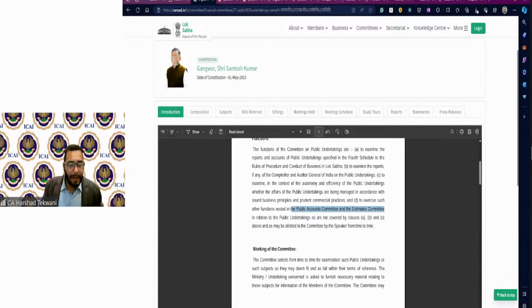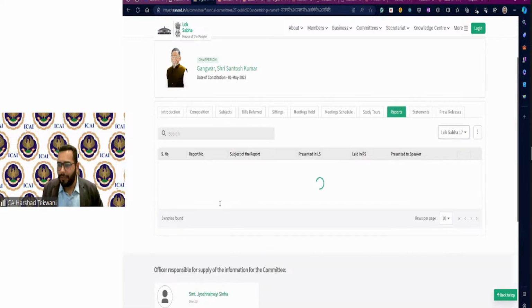So basically, similar to the Public Accounts Committee, this committee has a role to examine the reports and the accounts of public sector undertakings. Now, this examination is thorough and comprehensive. It not only covers financial matters, but also operational matters, programs, policies, and everything. I'll just show you some reports of that.